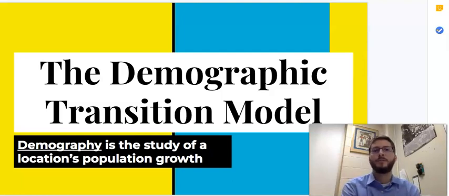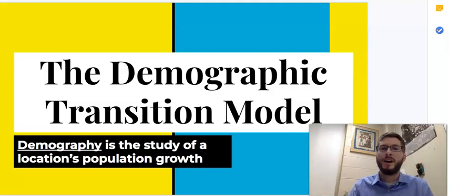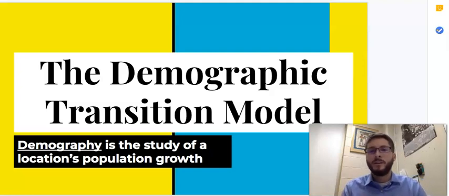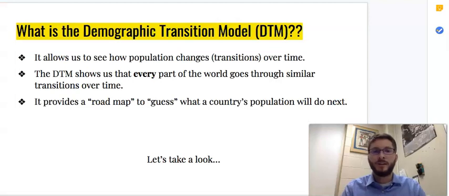Demography is the first word to define in that whole little title there. Demography is the study of a location's population growth, right? It could be growth or decline, but it's the changes in a country's population over a period of time, okay? So the demographic transition model, also known as the DTM, because I don't always feel like saying the whole word, allows us to see how population changes or transitions over time, right?